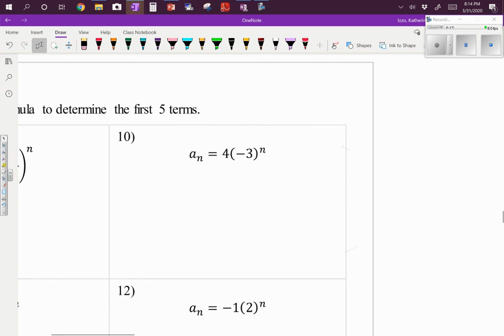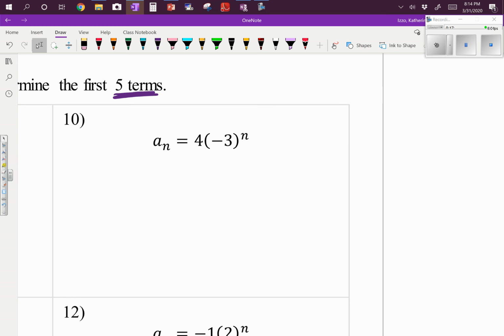Let's do number 10. I like number 10. We're going to find the first 5 terms here. So the first one would be if I put a 1 there. So 4 times -3 to the first, that's going to be -12. And now I'm going to square that. Remember, -3 squared, -3 times -3 is a +9. So +9 times 4 is going to get me 36.